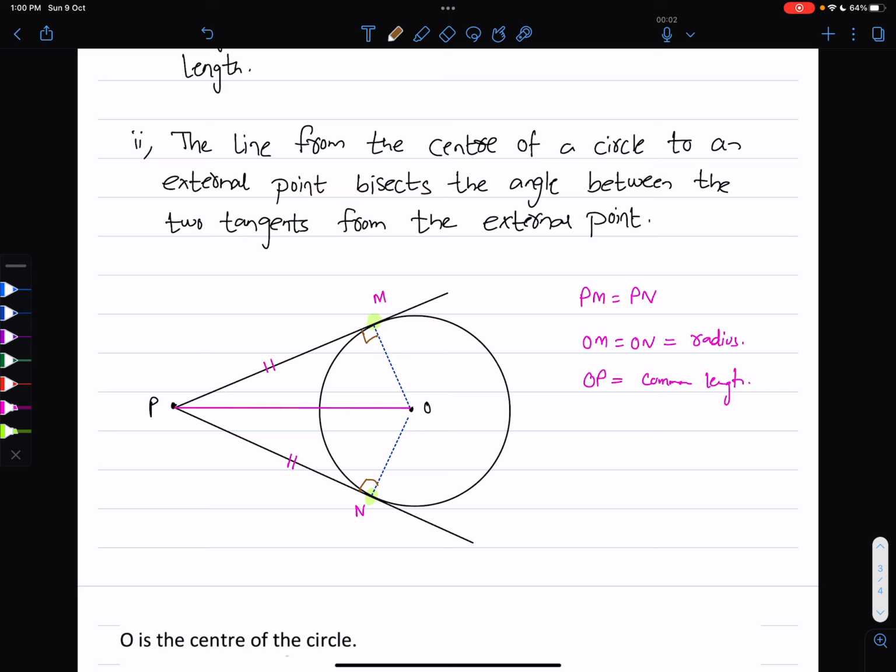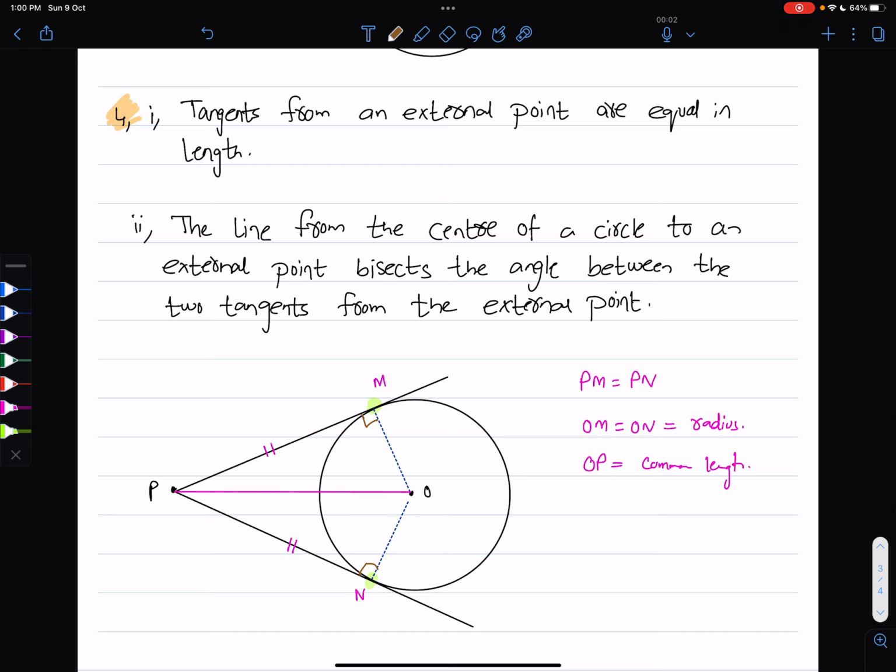The property also says that if you draw a line from an external point to the center of a circle, the angles are bisected. Whatever this angle was, it is going to be bisected into two equal parts, and this angle as well. For example, if this angle was 26, this angle is going to be 13 and this angle is going to be 13. So if I want to calculate this angle, it's going to be 90 minus 13, that is 77. This angle is also going to be 77.